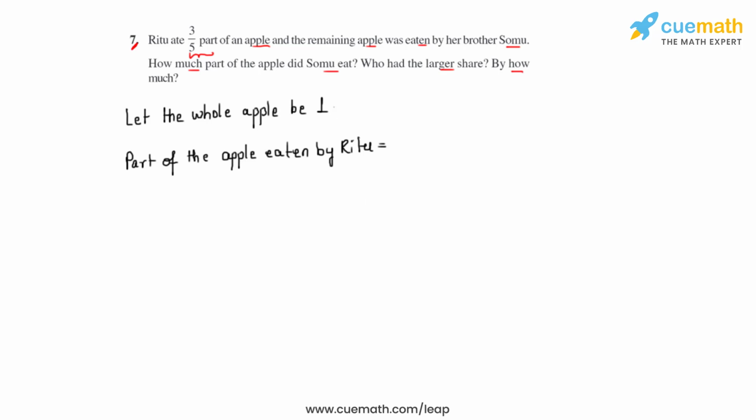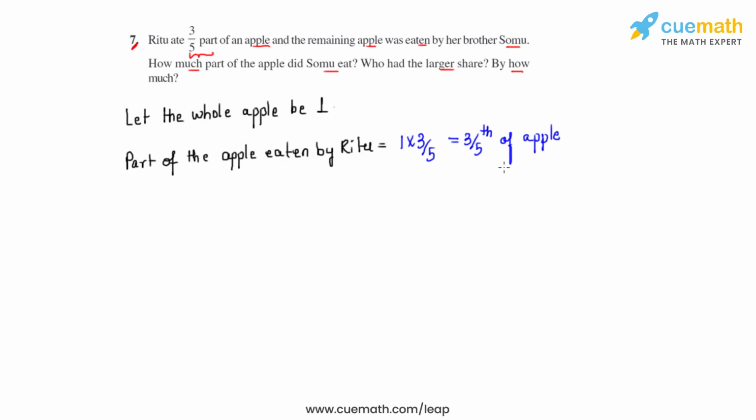So what we can do is we can take the whole apple as one whole part. So we can take it as 1 and we write let the whole apple be 1. Now what we have to find out is how much did Ritu eat from this one apple. So the part of the apple eaten by Ritu will be 3/5 of the apple. So that is 1 times 3/5. So that will be 3/5. So 3/5 of the apple was eaten by Ritu.